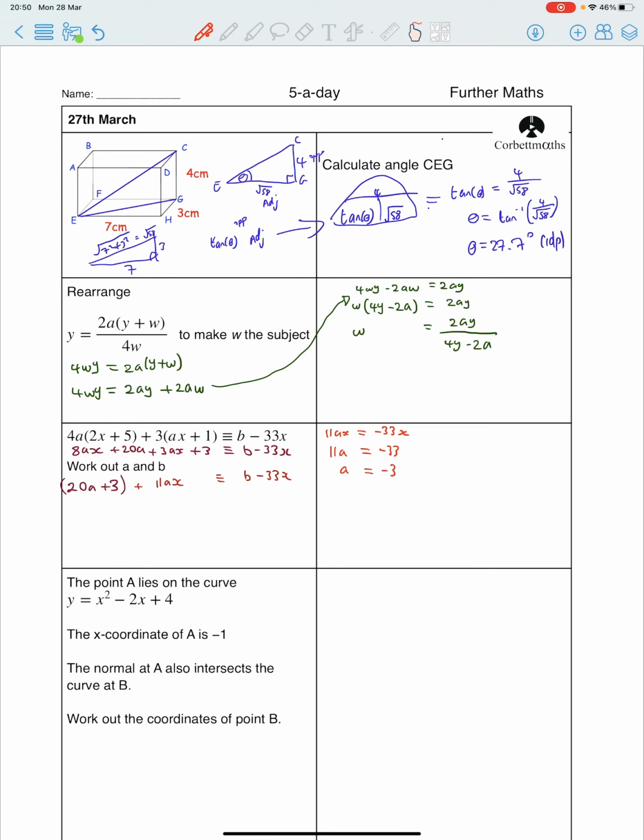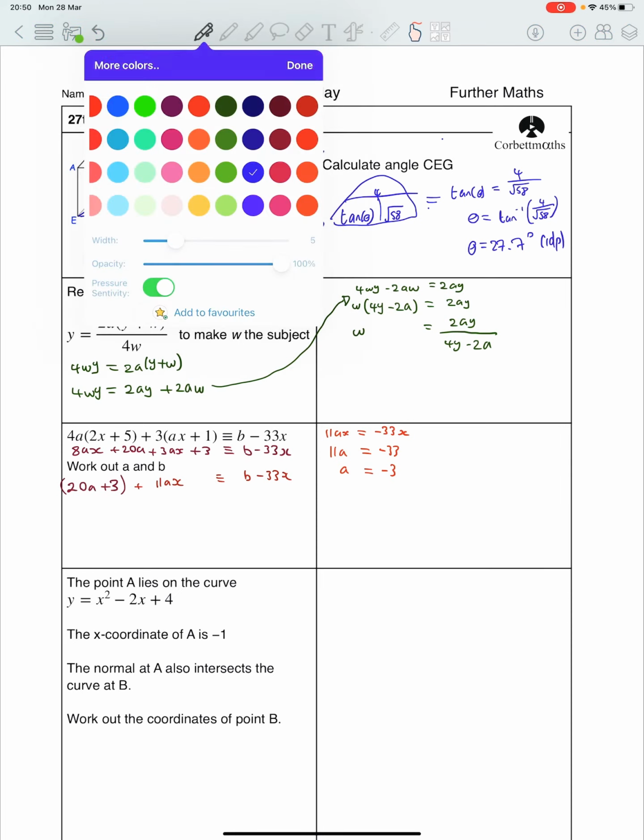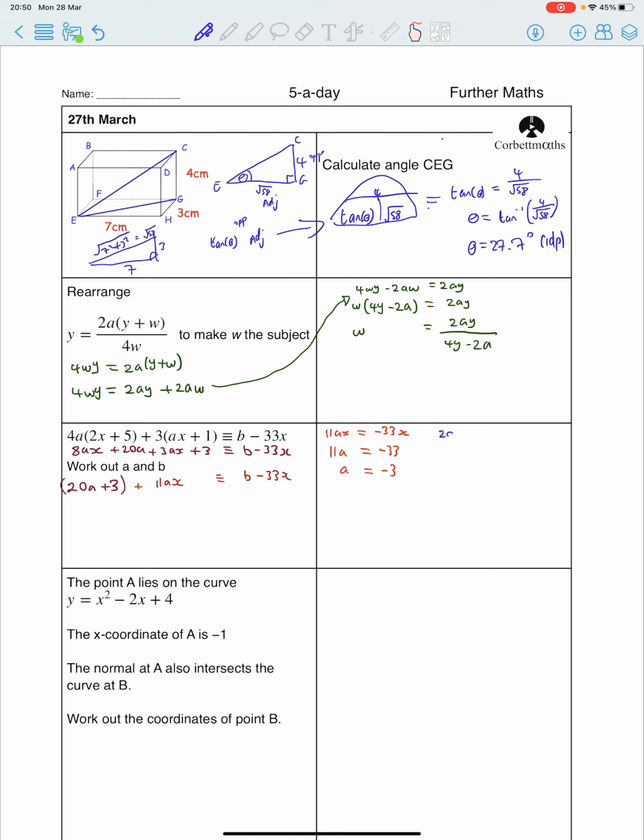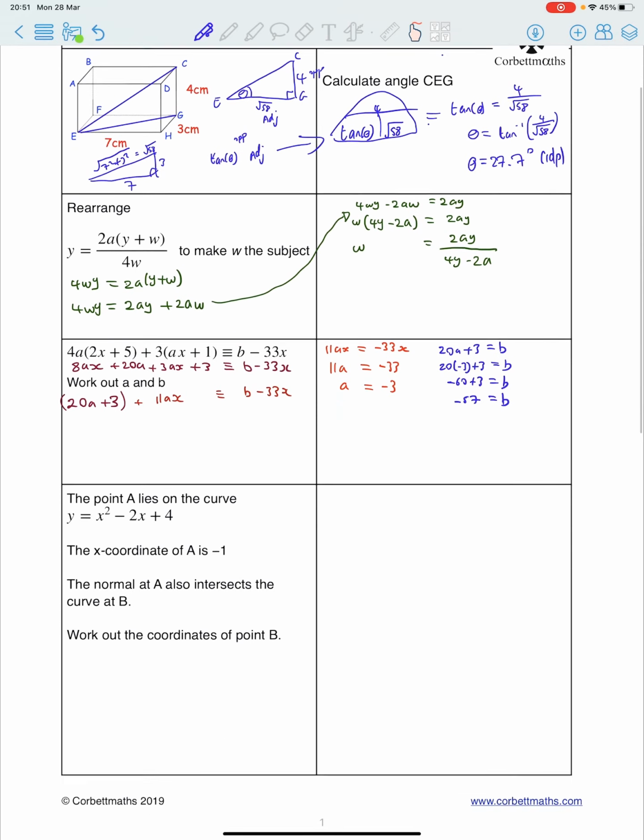Now I can do the same thing with the bits that don't have x's, again, comparing coefficients. So we have 20a plus 3 is equal to b. And remember, we've worked out that a was equal to minus 3, so that's 20 times minus 3 plus 3 is equal to b. 20 times minus 3 is minus 60, plus 3 equals b. So that's minus 57 is equal to b. That's our answer. Okay, let's keep going.